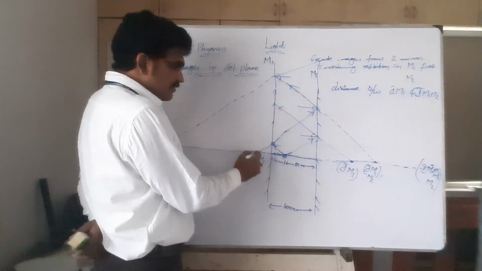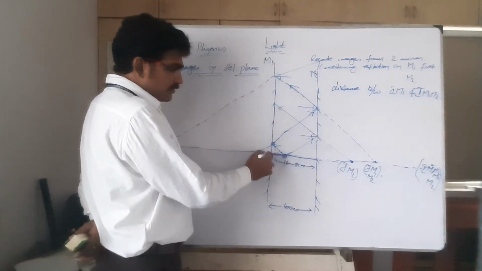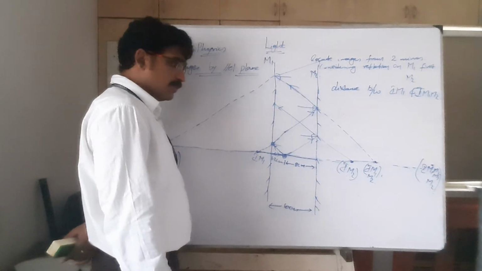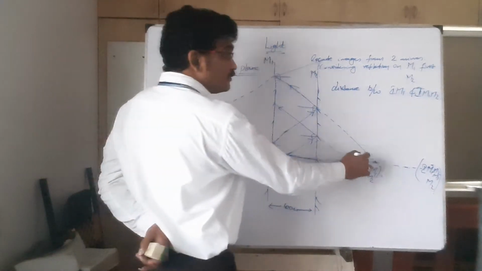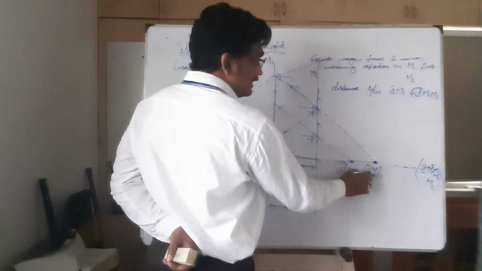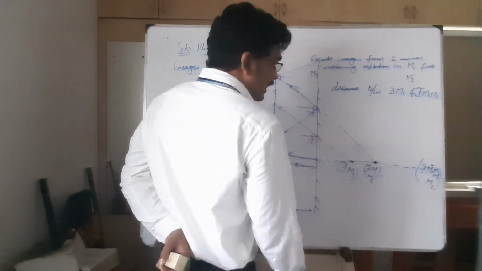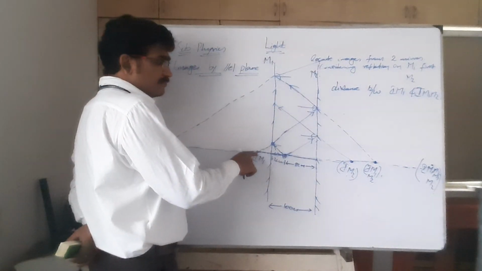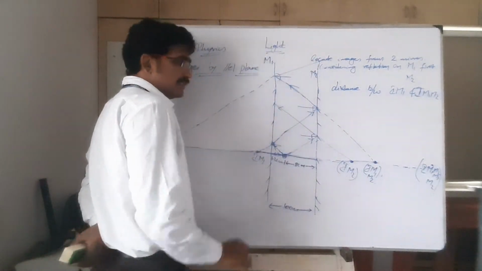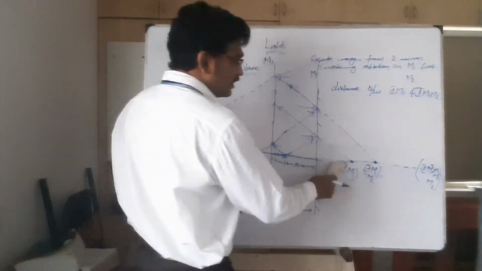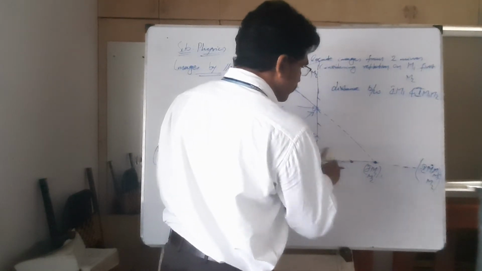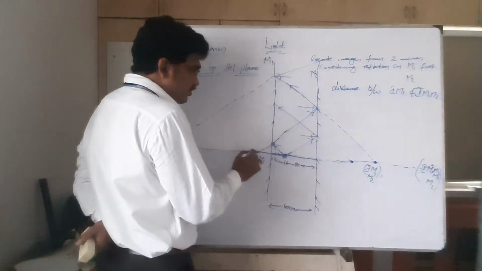What is this one? This is the first image formed by M1. So what is this distance? 2 centimeters. Okay. Now what is this point? This point is nothing but the image of this object. If you are not confused, I will strike out this one. Now this point is the image of this object.